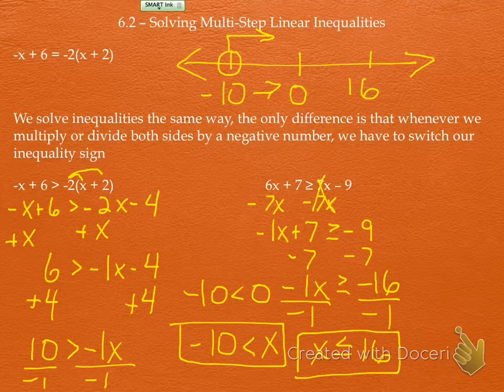For the next one, x is less than or equal to 16. I'm going to use a closed circle since it's or equal to. And then this one goes to the left. Again, I could test a point if I wanted. 0 is less than or equal to 16. That's true, so I would move towards 16, or towards 0.